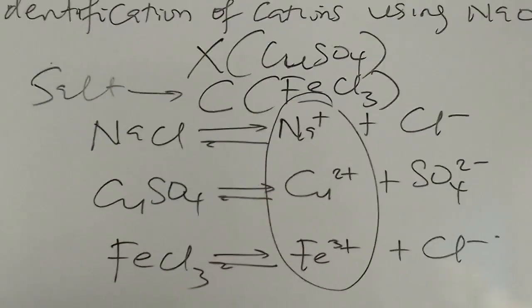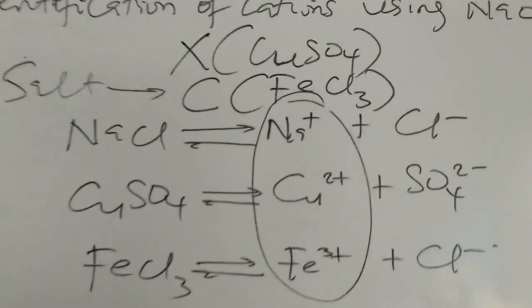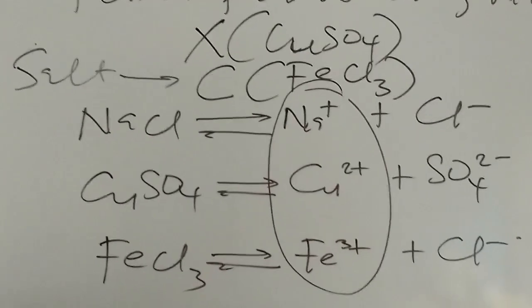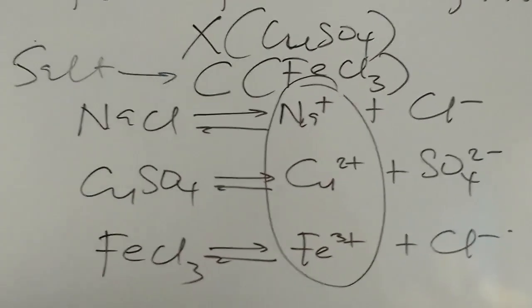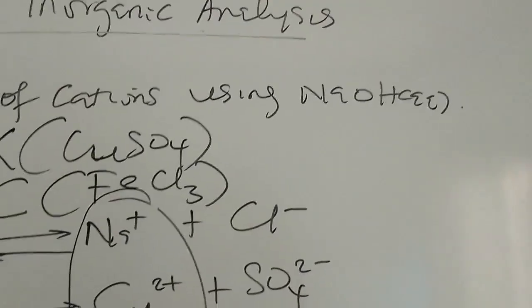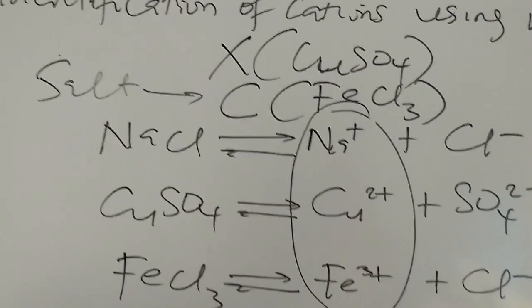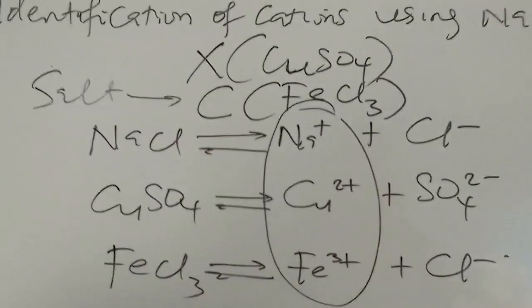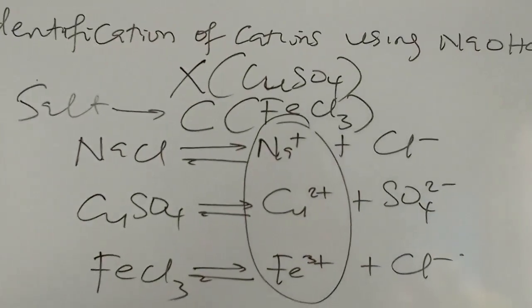How to know the cation present in an unknown salt sample using sodium hydroxide. For this video, we're going to use sodium hydroxide. We're going to employ caustic soda as a reagent to identify cations. In our next tutorial class, we're going to look at how to identify cations using aqueous ammonia and other reagents. So stay connected as we continue the practical.